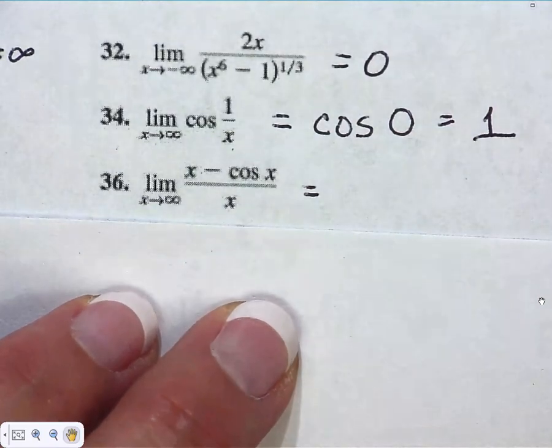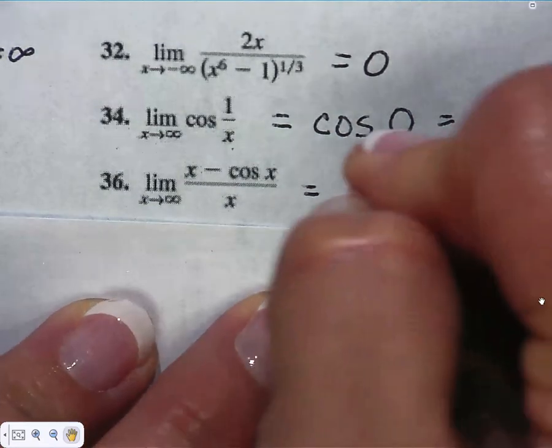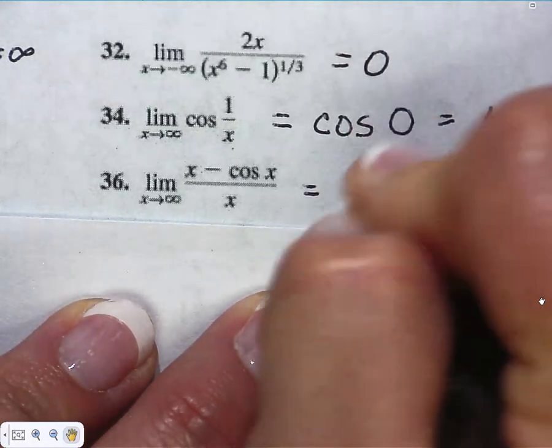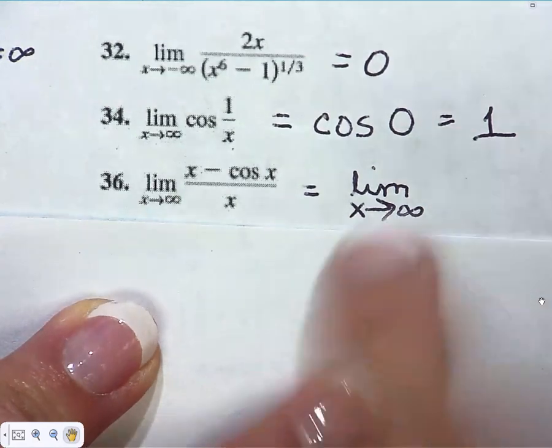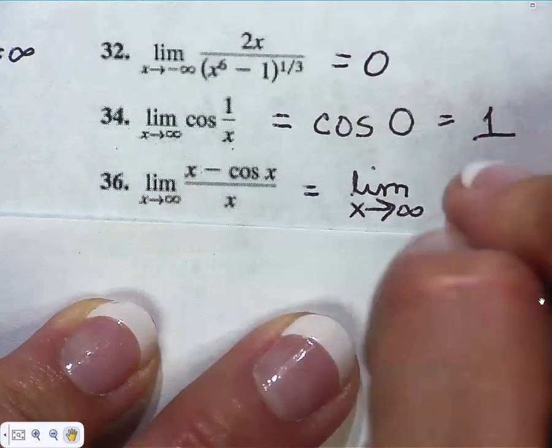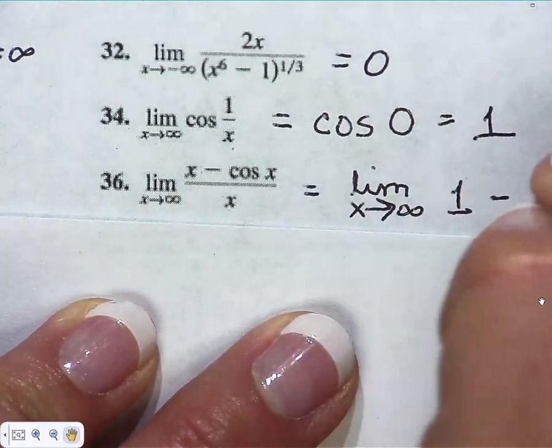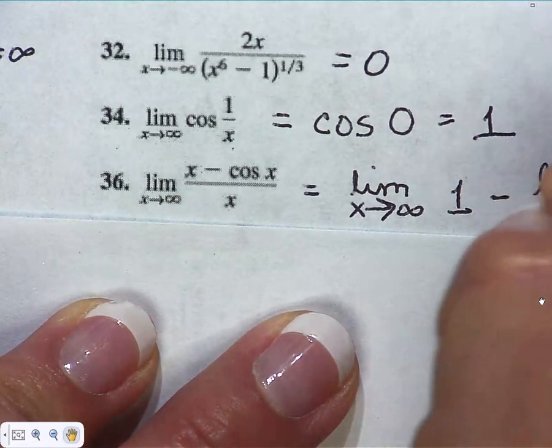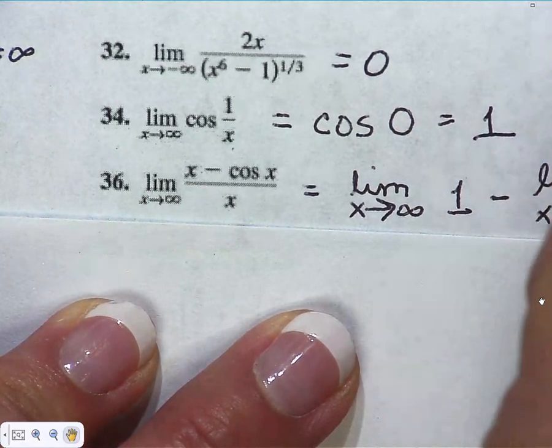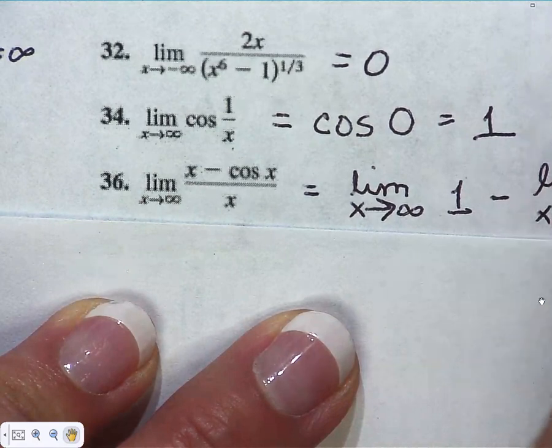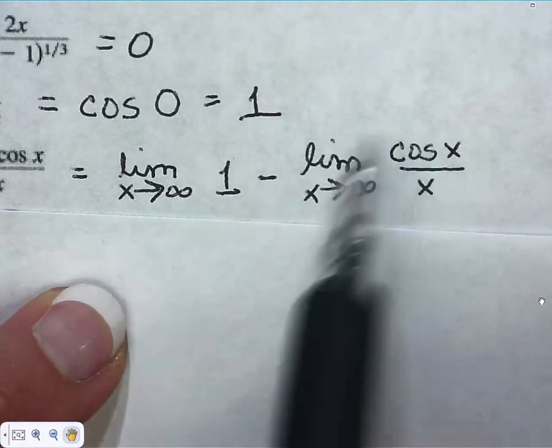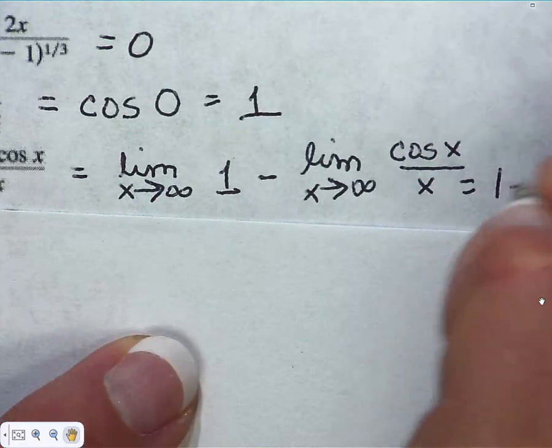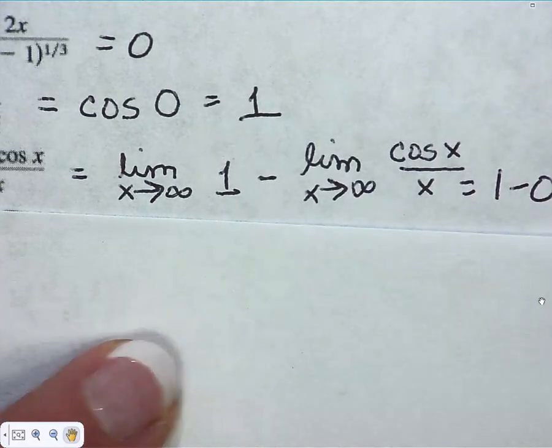That's one way I thought of it. Another way I thought of it was, well, I could break it into 2 fractions and say that's the limit as x goes to infinity of x over x, which is just 1, minus the limit as x goes to infinity of cosine x over x. This limit is 1, that limit's 0, and 1 minus 0 is 1.